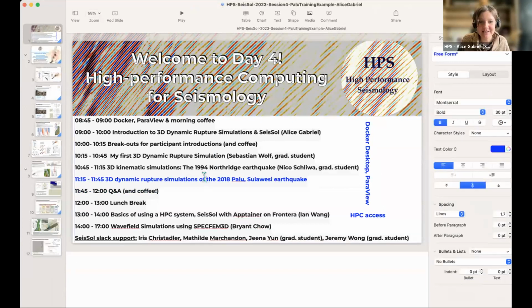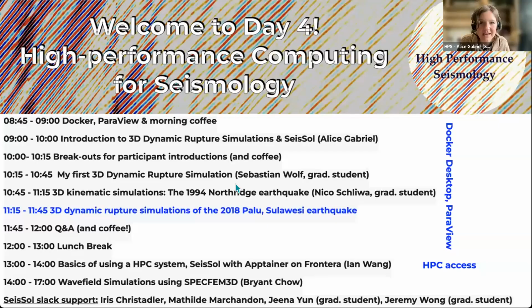Okay, so we're here. You made it already to your first 3D dynamic rupture model, and you did a kinematic simulation of the Northridge earthquake. And now we're getting to one of the more complex dynamic rupture simulations that we can handle with SeisSol, and that's we're trying to understand the rupture dynamics of a very surprising earthquake that happened in 2018.